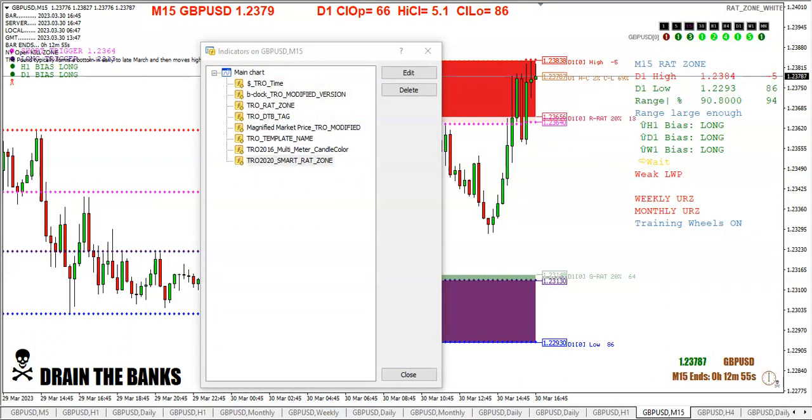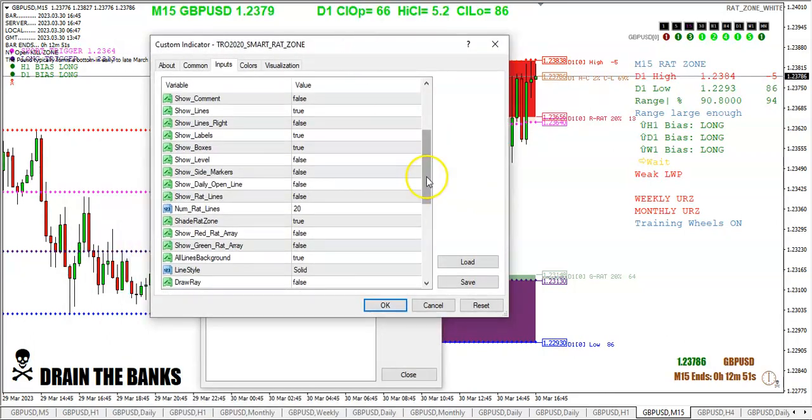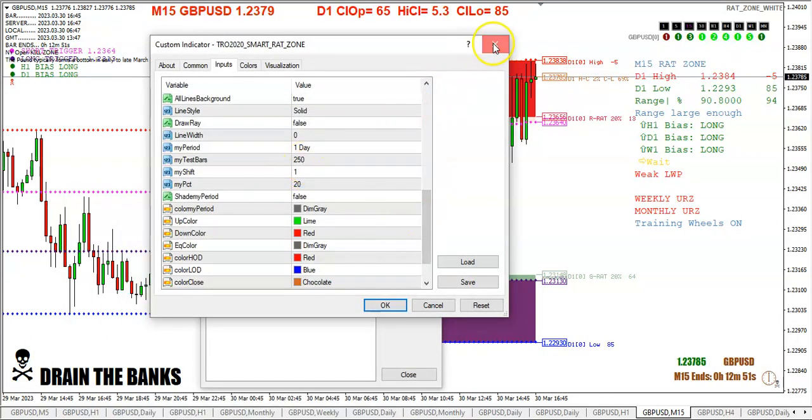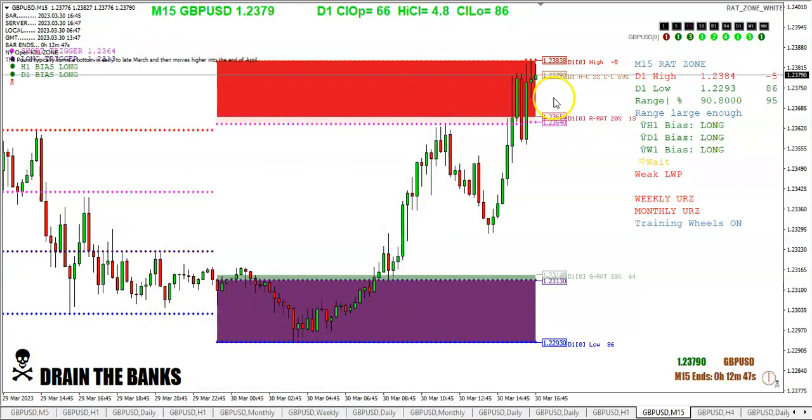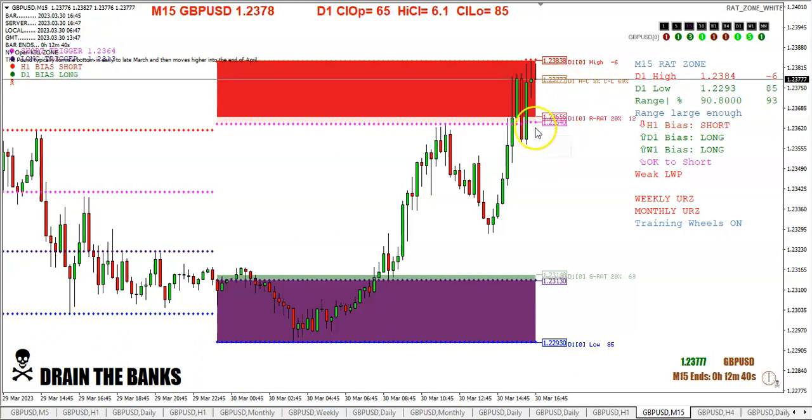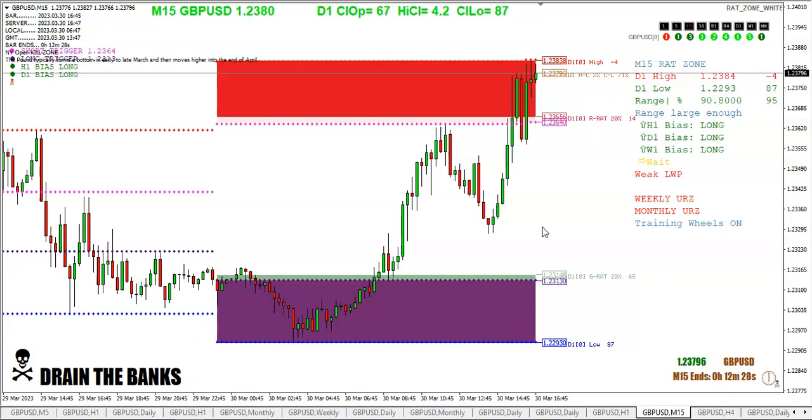Let's see how many bars. Actually, we're doing 250. So out of the last 250 trading days, you can see that the smart rat for the red rat is just slightly below by almost 2 pips and slightly above by almost 2 pips. So in other words, price has been moving off the high and off the low a little more than 20 pips. That's the sweet spot. So that's what the smart rat is all about.